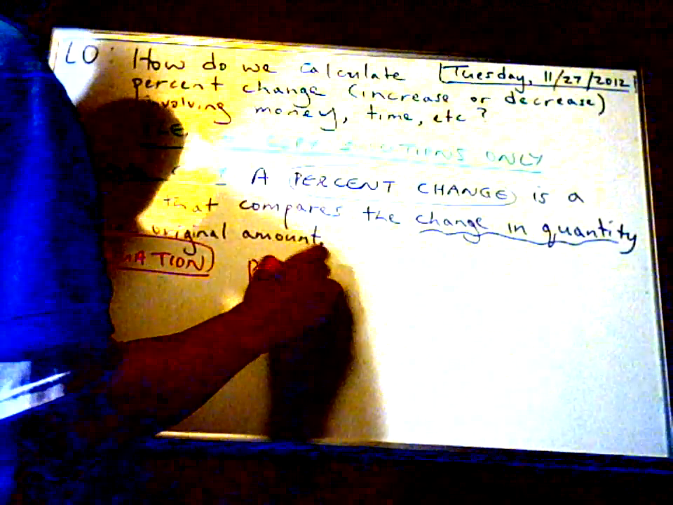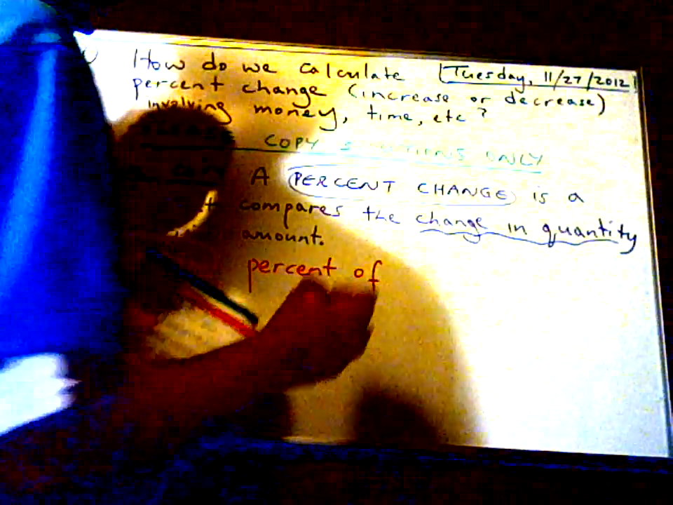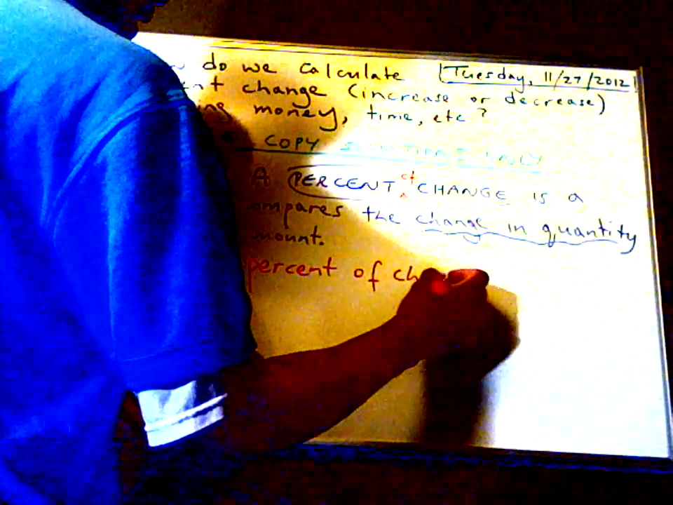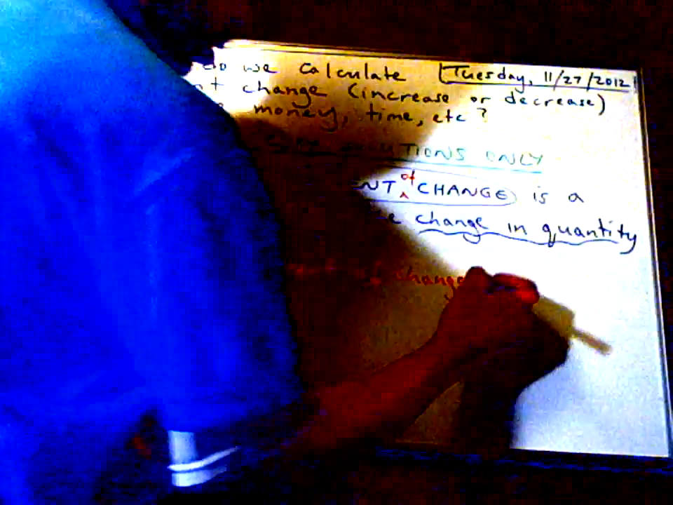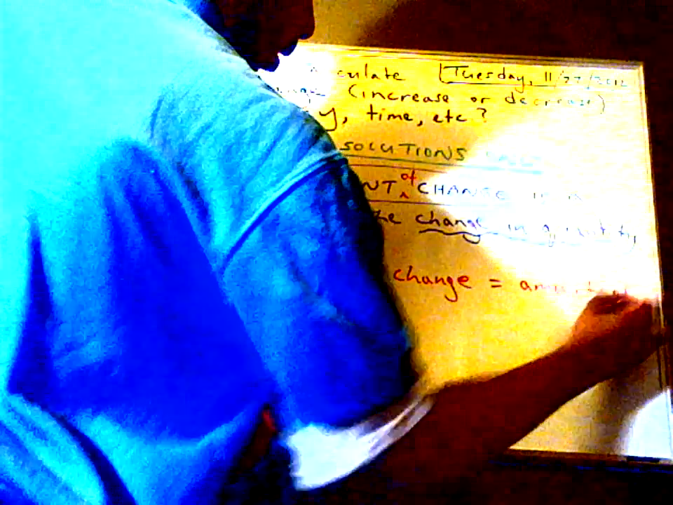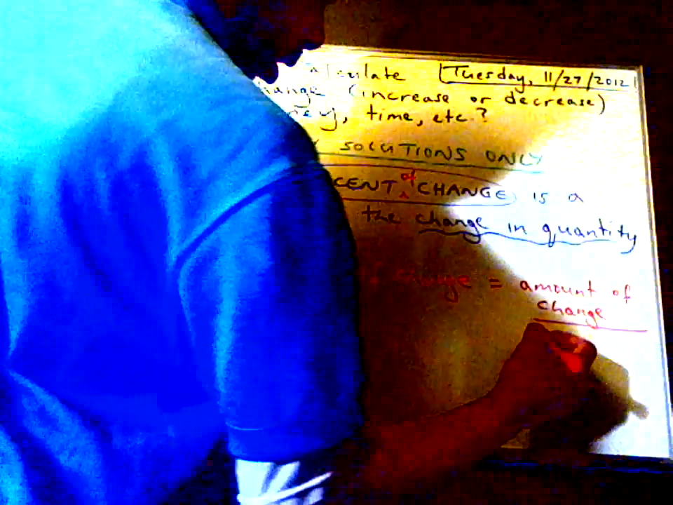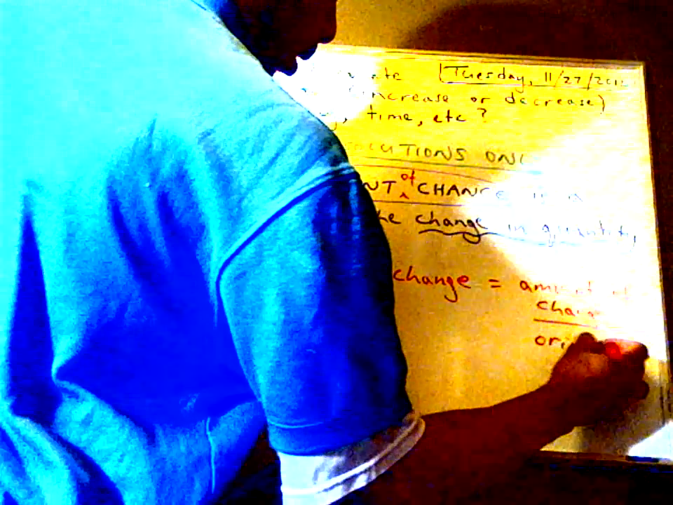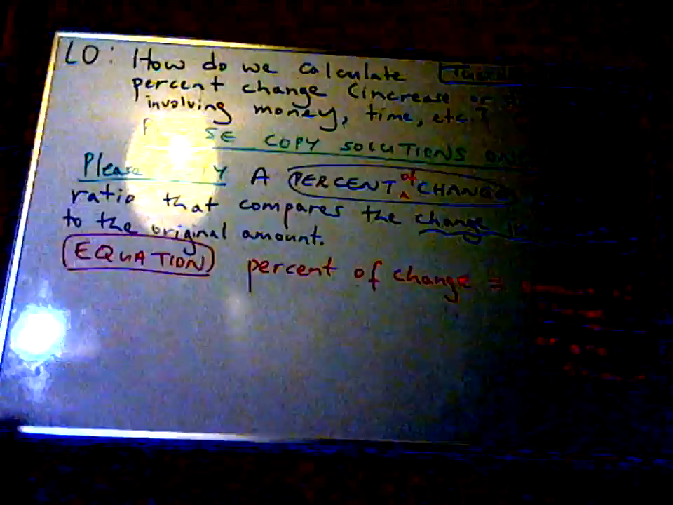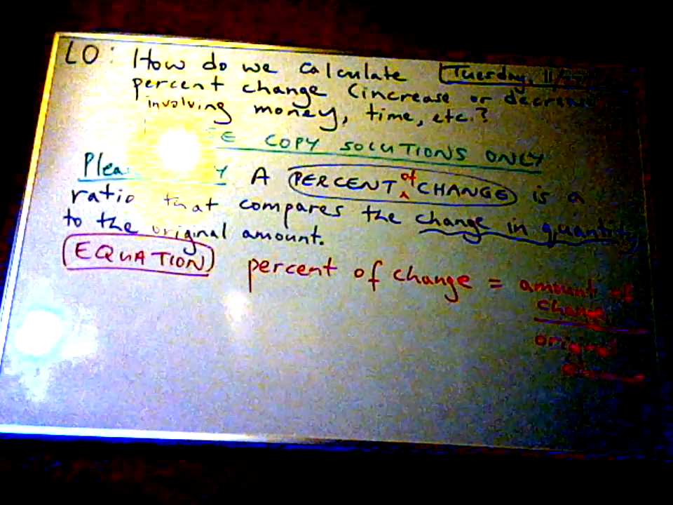The equation says the percent of change. Right there should be an "of" here. Percent of change is equal to amount of change divided by original amount. So the percent of change is the amount of change divided by the original amount.